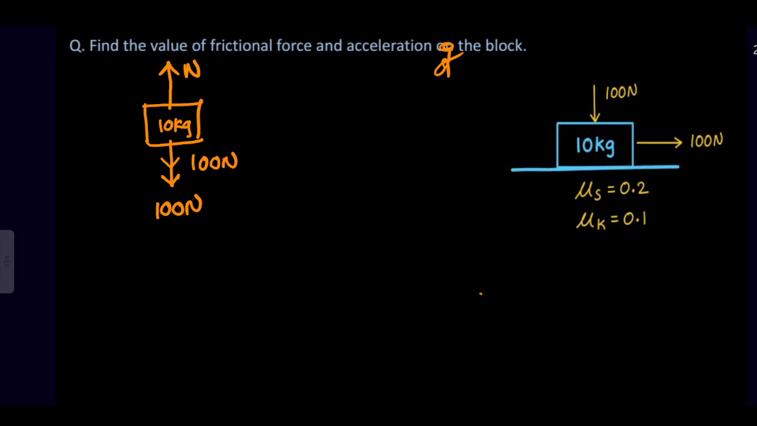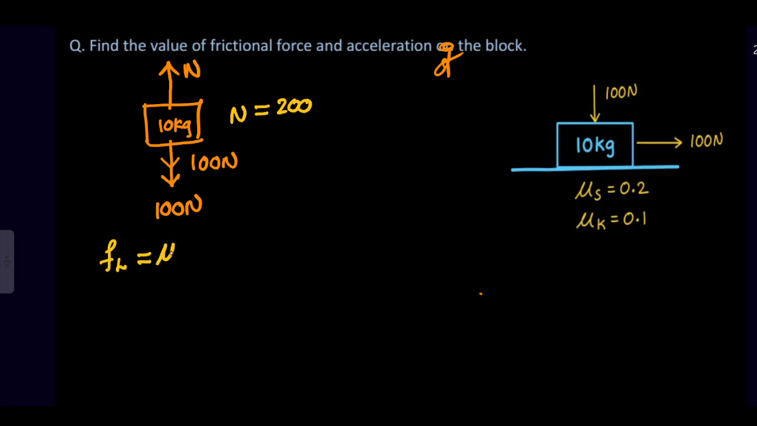Now you tell me, how much is the normal reaction? The body is not moving up or down, so the net force must be 0. So what can I say now? N value, how much? N value is equal to 200 newtons. So this is the normal reaction. We got it as 200. Now we'll find the limiting friction.